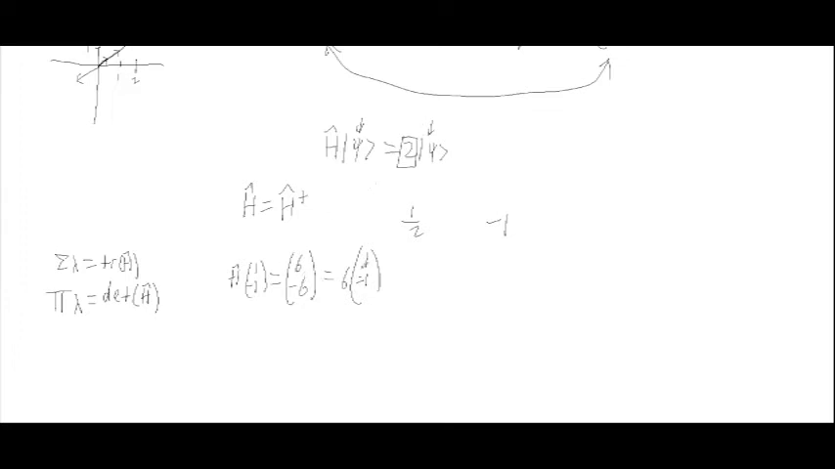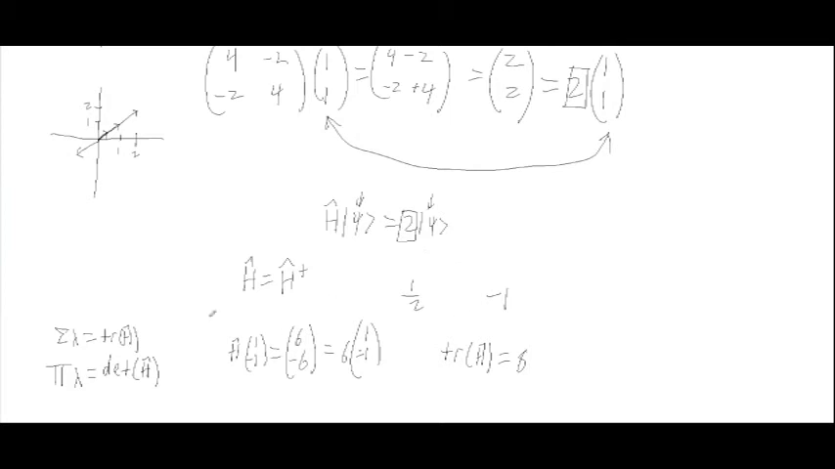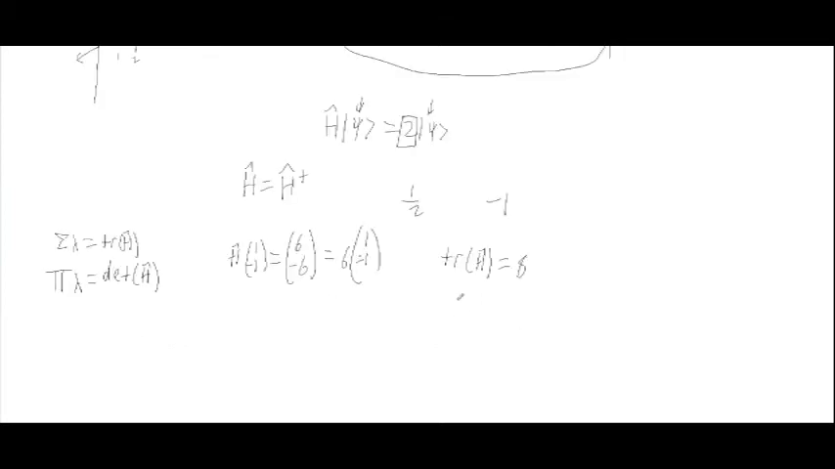And so we have 2 and 6, and so we know that the trace of this is equal to 8, because the trace, as I said in a previous video, is just adding up these diagonals. 4 plus 4 is 8. 6 plus 2 is 8. So the trace is equal to the sum of the eigenvalues.